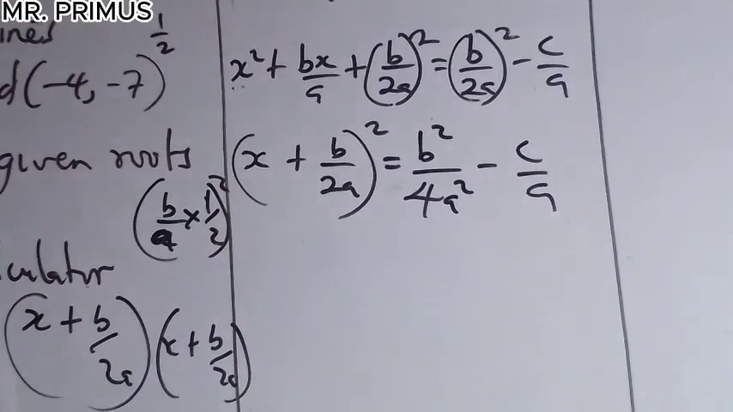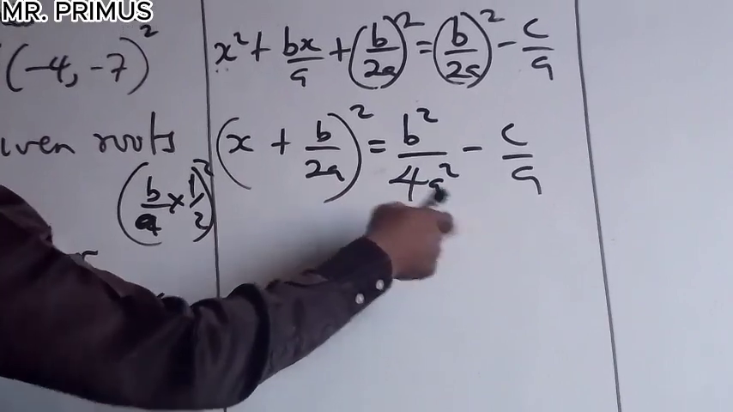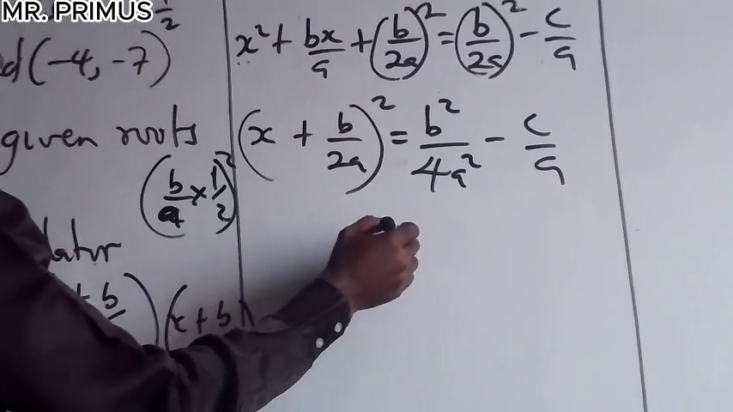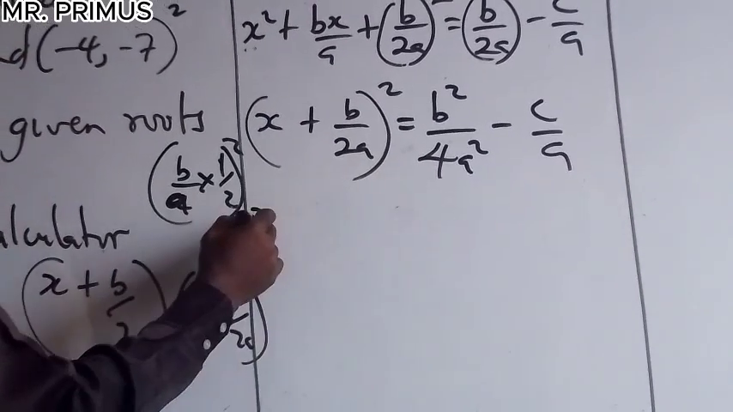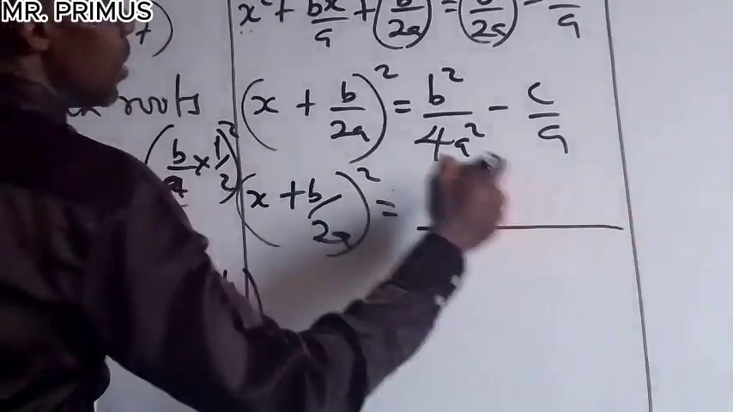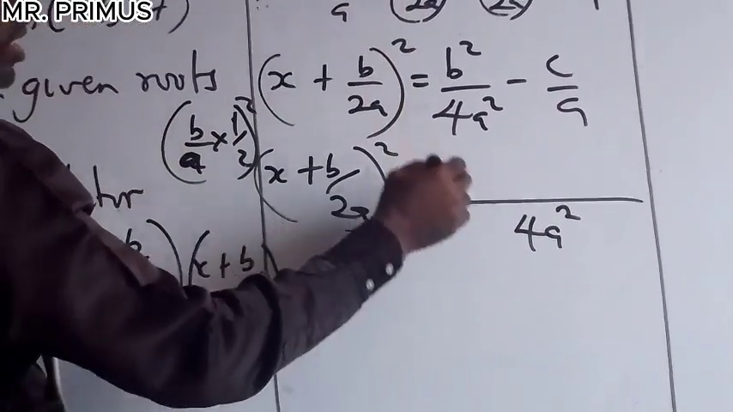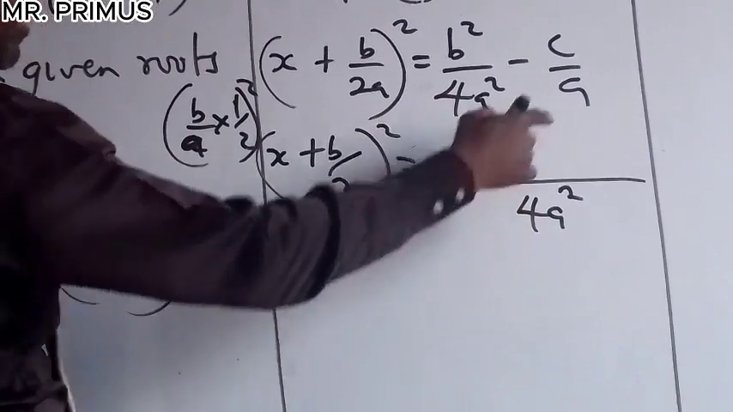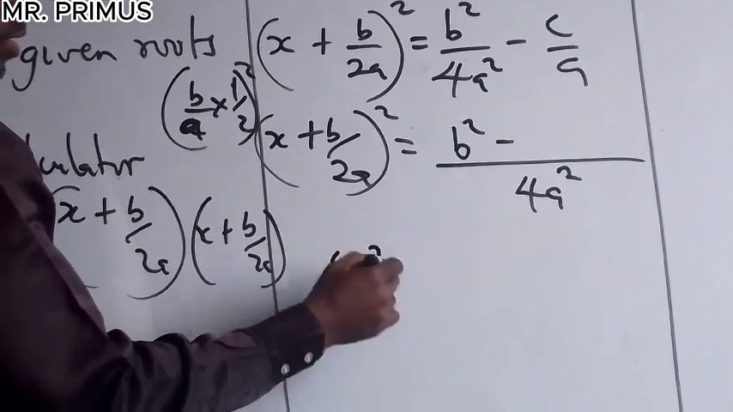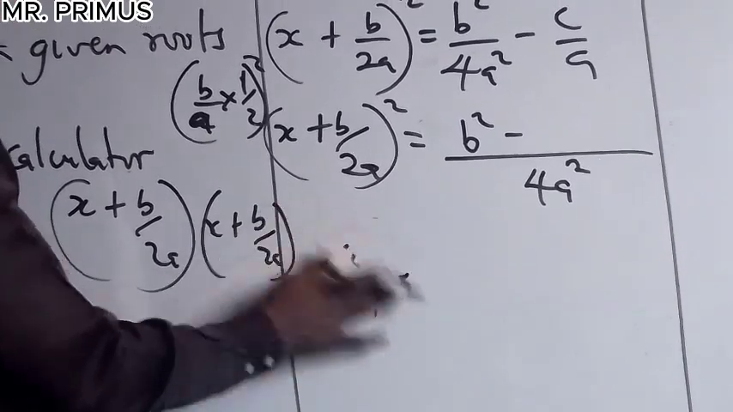Now that we have something like this, we can find the LCM of this side. Or we can remove this raised to power 2 by taking the square root of both sides. But let's find the LCM of this side. So x plus b over 2a raised to power 2 equals, what is the LCM? It is 4a raised to power 2. This divides this 1 times b squared. B squared minus, this divides this, will remain 4a. 4a squared divided by a, so a remains 4a.